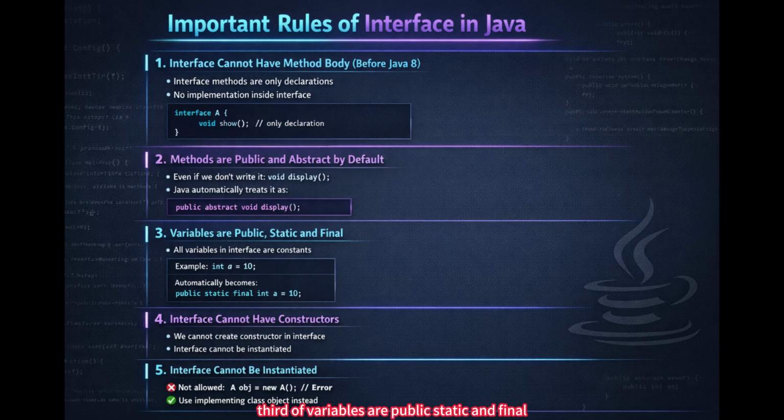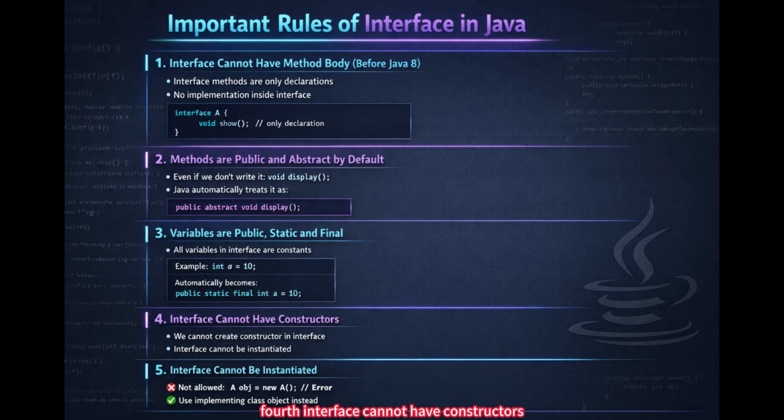Third, variables are public, static and final. All variables inside an interface are constants. For example, int a = 10 automatically becomes public static final int a = 10. So variables in an interface cannot be changed.